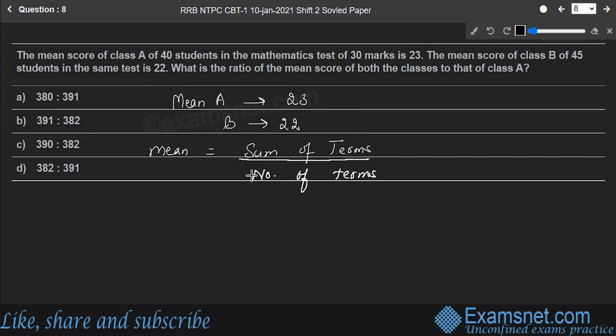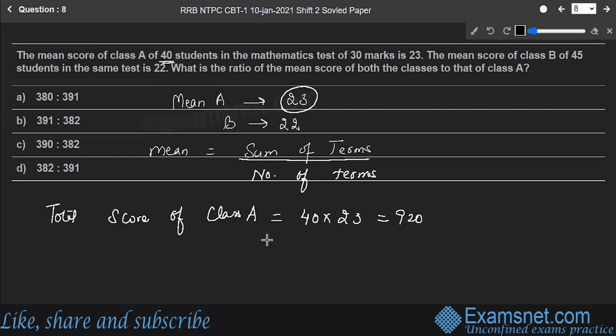Correct? So what is the total score? This is the mean for A and there are 40 students. So the total score of class A is equal to 40 multiplied by 23, which is equal to 920. Similarly, for class B it is 45 into 22, which is equal to 990.